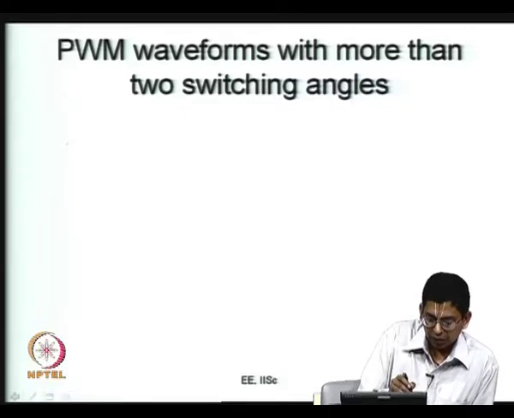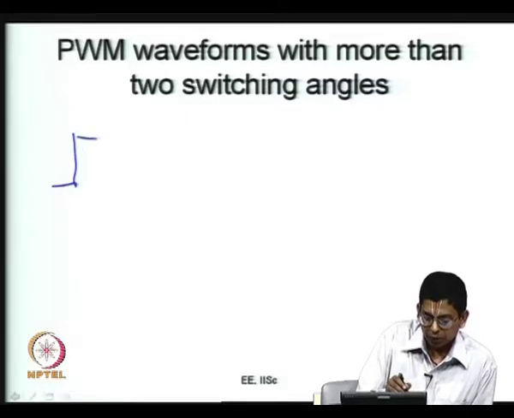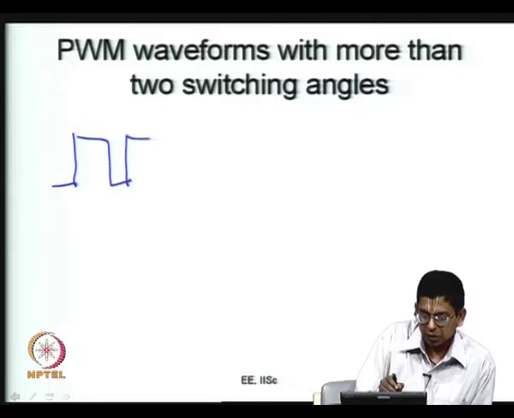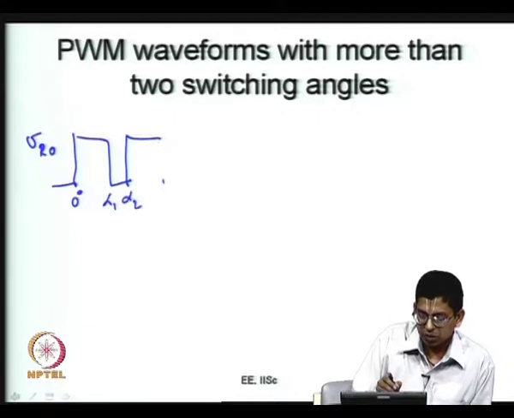We have been considering a pole voltage which is like this. We have been considering pole voltage VRO like this. This is 0 degree, this is alpha 1, this is alpha 2, this is 90 degree. This is what we have been considering.